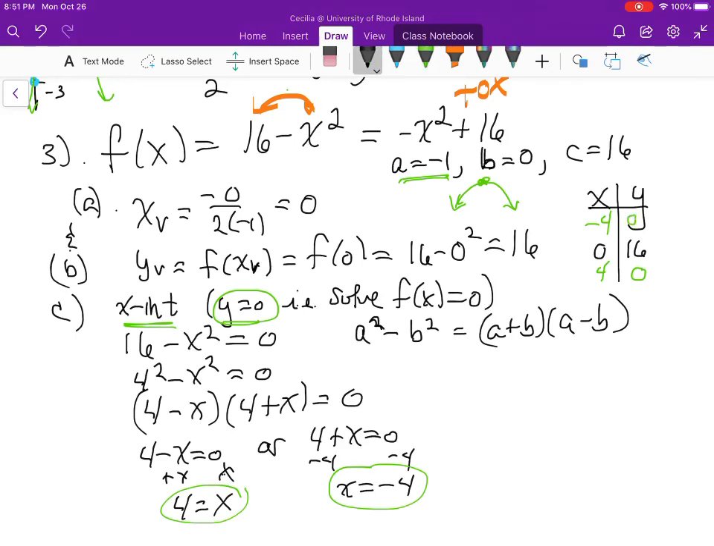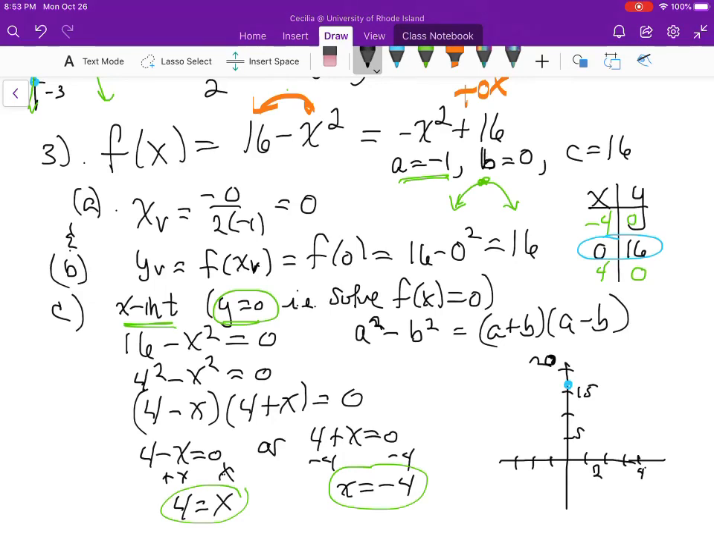So now we can do a little sketch of this. Let's say for this one, we're going to count by 5s. So we got 5, 10, 15, 20. And we're going to put our y-intercept at 0, 16. So 0, 16, we get a y-intercept.